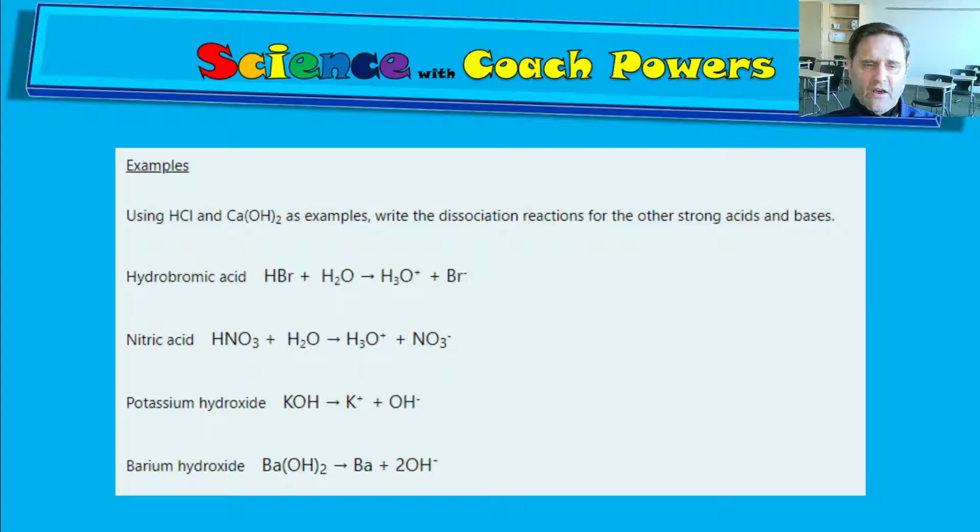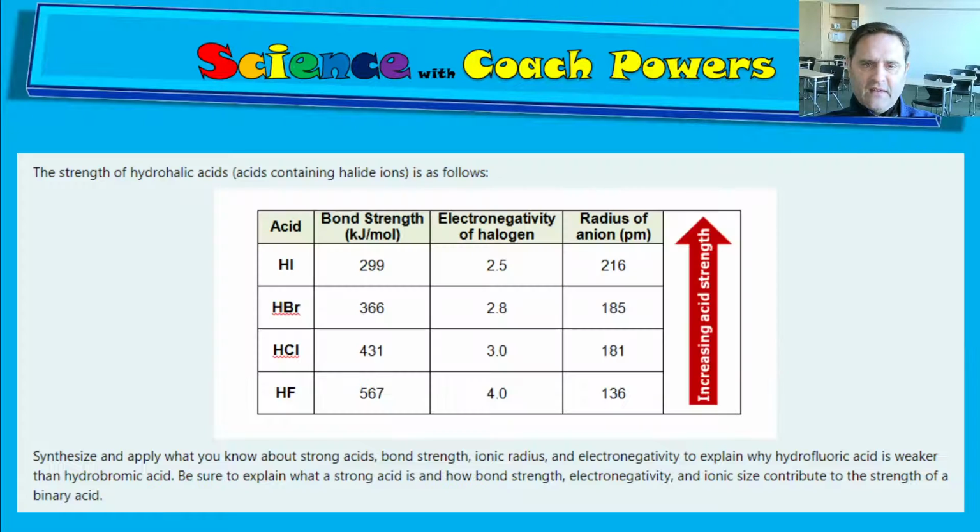All right, so there you go. Examples of those again. I think I duplicated that. Again, just to emphasize it. Hydrohalic acids containing halide ions.